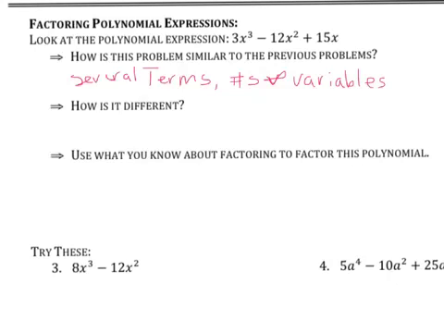How is it different? It's not an equation. It doesn't have an equal sign. What is it called when it doesn't have an equal sign? Expression. Okay, so now it's an expression versus what did it used to have? Just commas, right? So they used to be separated by commas. Now they're separated by addition and subtraction. So how is it different? Addition and subtraction.